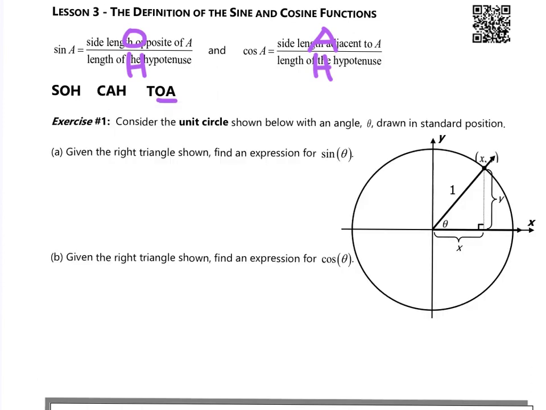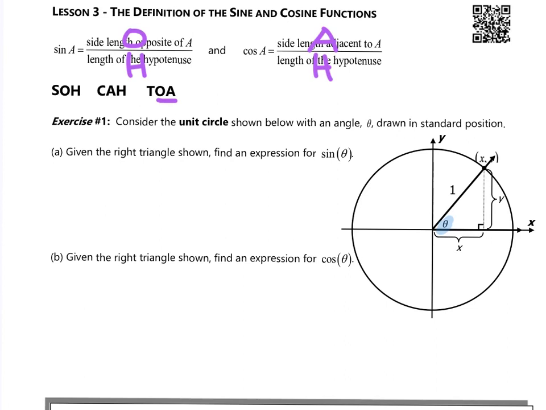So for exercise 1, it says consider the unit circle shown below with an angle theta. So please notice where theta is located, all right? Drawn in standard position. So it's a unit circle, which means that all the angles that we have just talked about are applied. Given the right triangle shown, find the expression for the sine of theta.